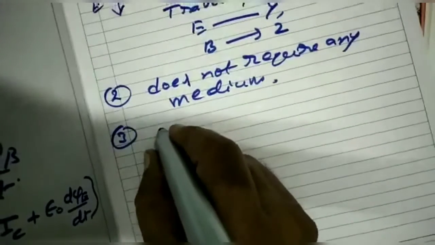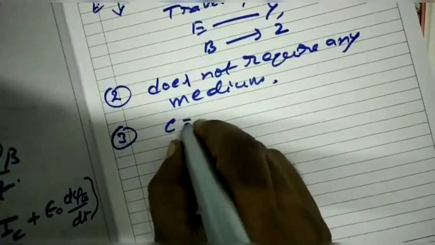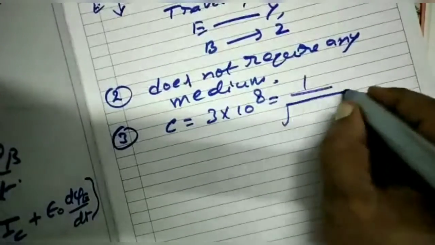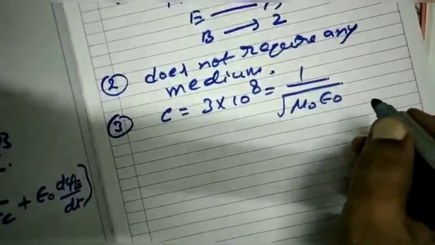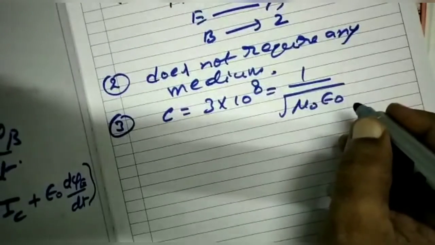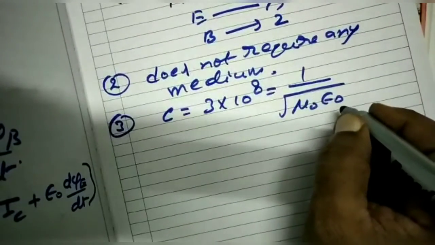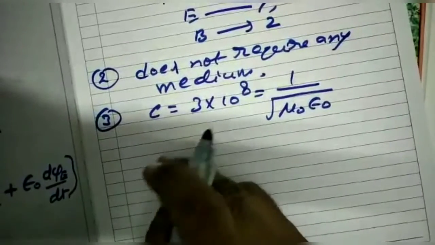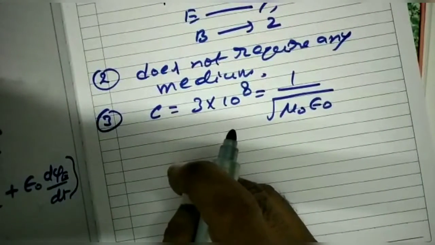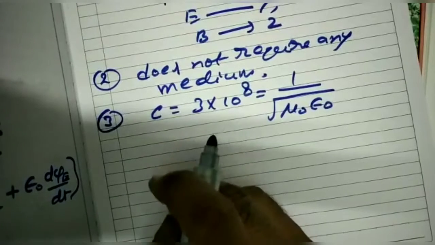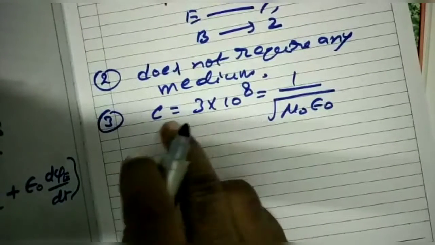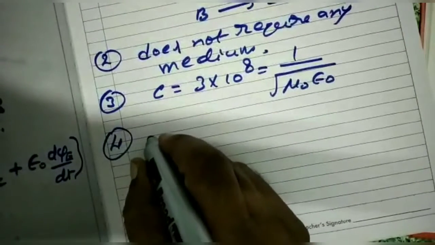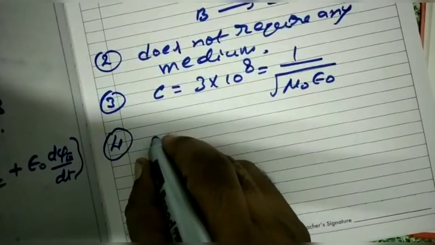Third property: in vacuum their speed is shown with c, which is equal to the light speed, whose value is 3 into 10 power 8, which is equal to 1 by root of mu 0 into epsilon 0, where mu 0 and epsilon 0 are called magnetic permeability and electrical permittivity of free space. All electromagnetic waves, X-rays, gamma rays, microwaves, will travel at the same speed, which is the light speed, in vacuum. In any other medium, they will have different velocities.